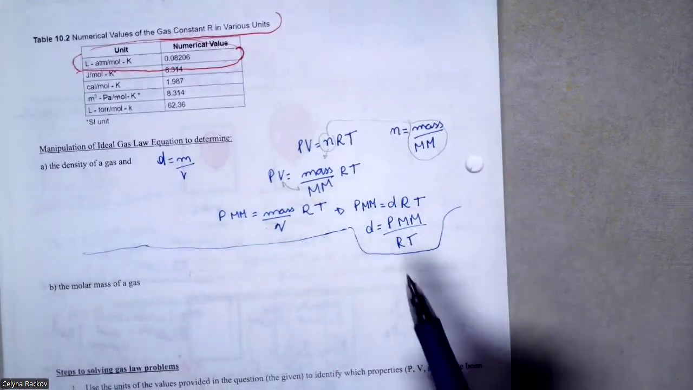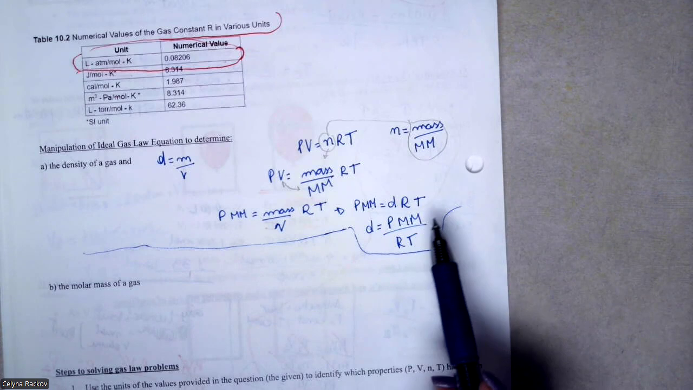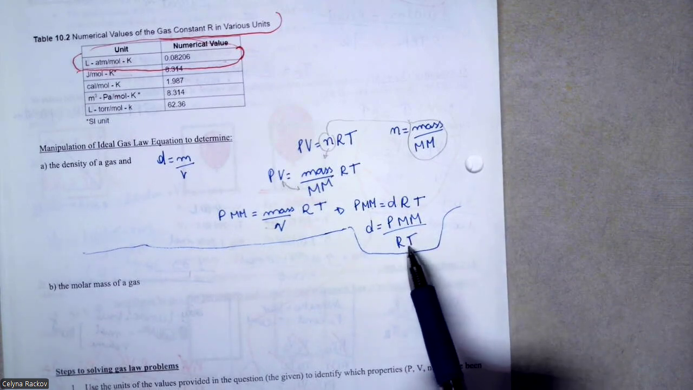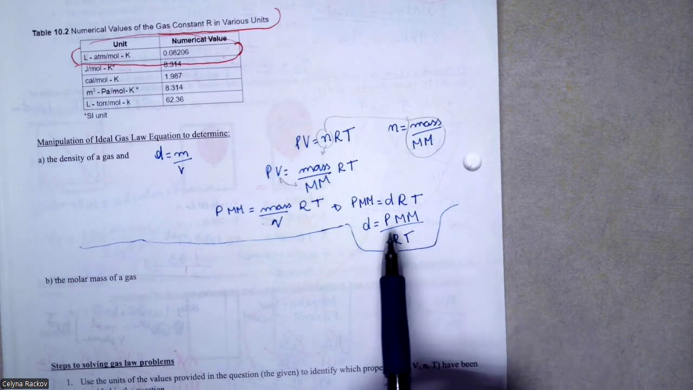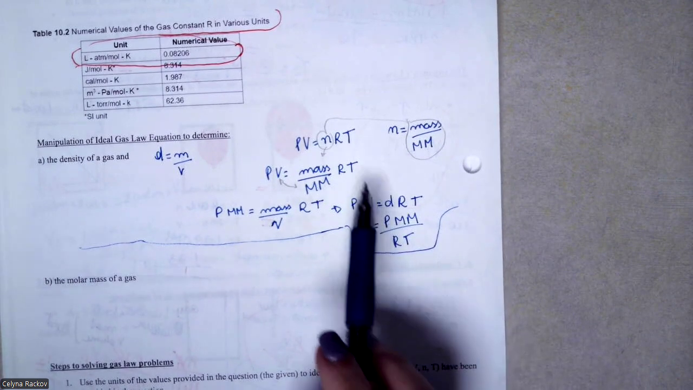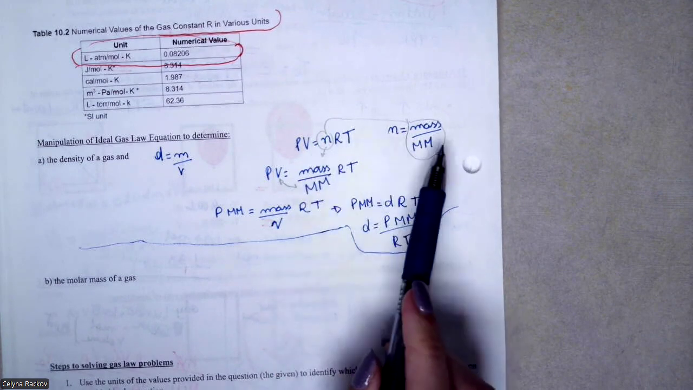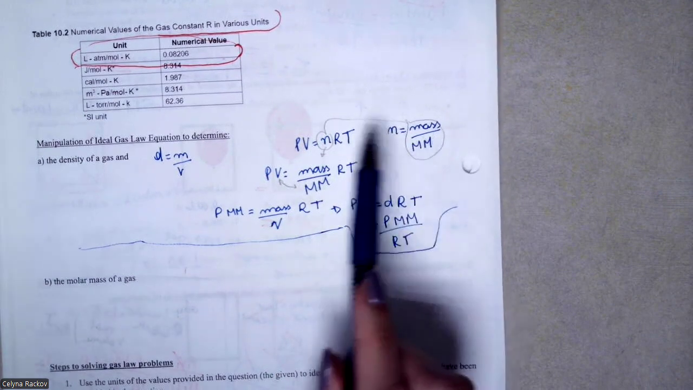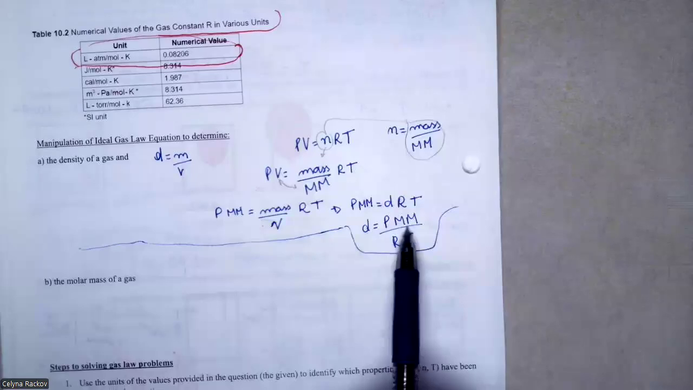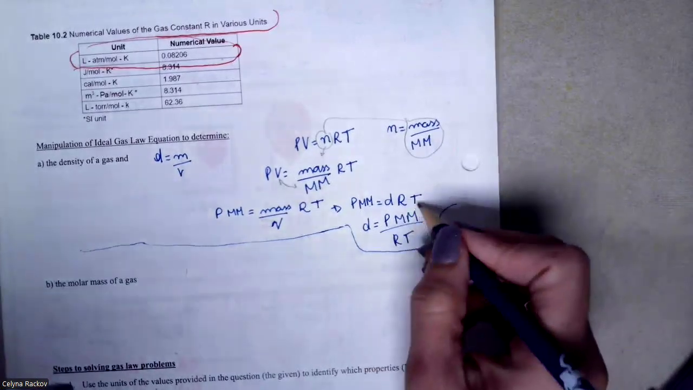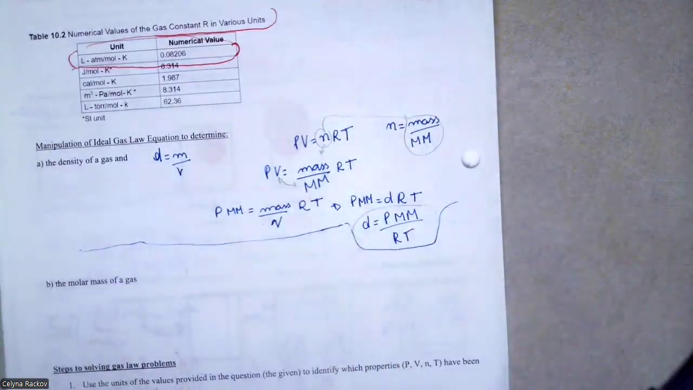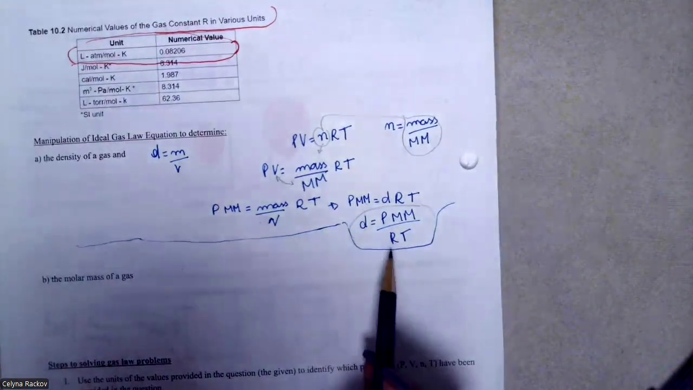So to calculate the density of a gas, we're going to use this formula. For example, if the question gives us pressure, molar mass, R, and temperature, we are going to solve using this equation. You don't need to memorize this equation. If you memorize the ideal gas law, you should already know it, and then you can manipulate it to arrive at this equation to calculate the density of a gas.